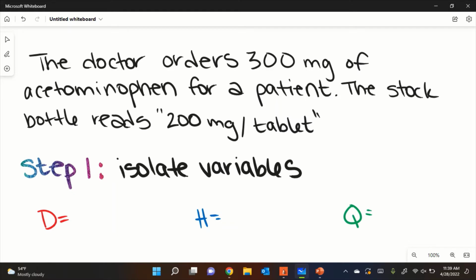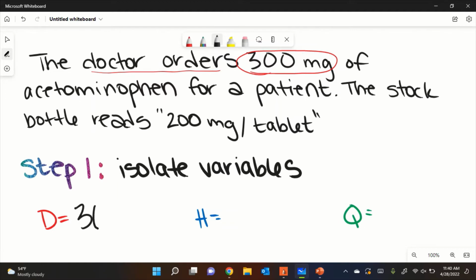We are going to, before anything else, isolate our variables. The first thing we need to find is D. D, remember, is what the doctor ordered, and it's going to be in a unit of mass. So in this case, we look for buzzwords or key phrases such as the doctor orders or the patient needs. And then we look for the mass of medication that the doctor requested. In this case, it's 300 milligrams. So our variable D is 300 milligrams.